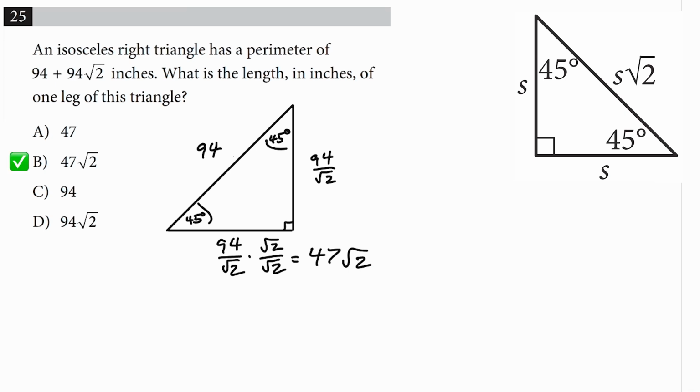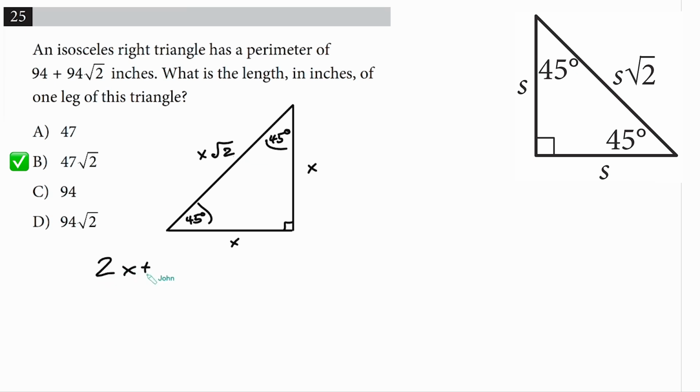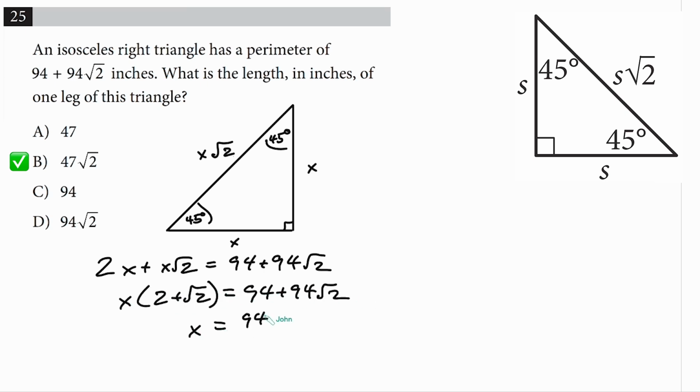Now, if this method is too far out for you, we can also use the more conventional way of labeling the legs as x and the hypotenuse as x root 2. And so the perimeter is 2x plus x root 2. That must be equal to 94 plus 94 root 2. And if we solve for x, we get about 66.5. And the only reasonable answer choice then is B.